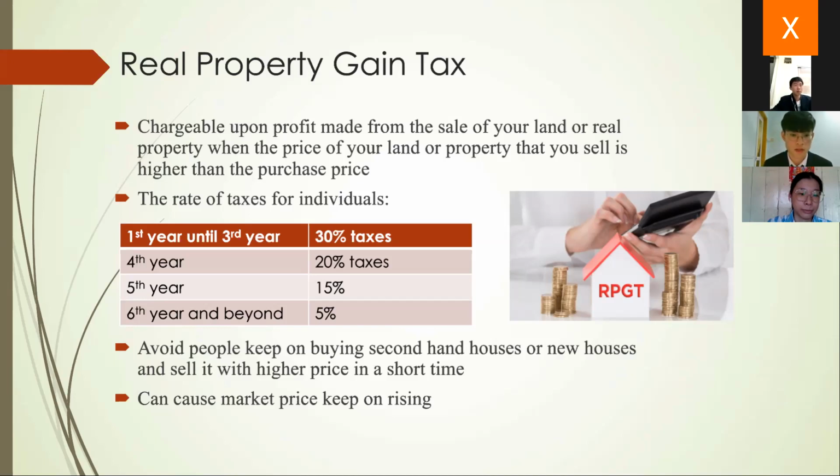So for the rate of taxes for individuals, from the first year until the third year, they have to pay 30% of the taxes. For the fourth year, they have to pay 20% of the taxes. For the fifth year, they have to pay 15% of the taxes. For the sixth year and beyond, they have to pay 5% of the taxes. So the real property gain tax exists to avoid people keeping on buying second-hand houses or new houses and selling them with higher price in a short time. This situation will cause market price to keep on rising. Next.